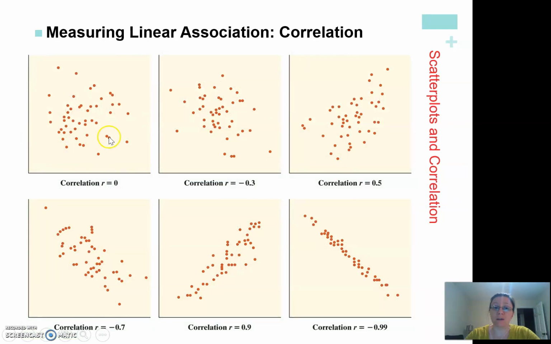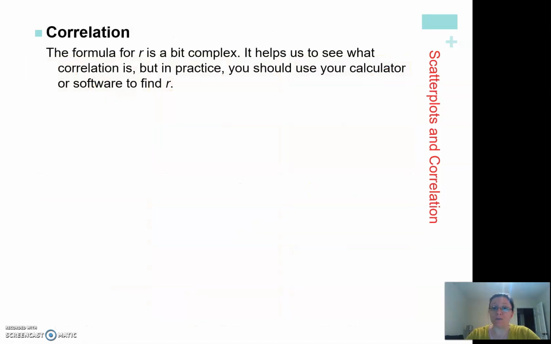So here are some examples, right? Correlation of 0, correlation of -0.3, so it's not very strong, but you can tell it's negative in direction. This is positive in direction, 0.5. Again, they're not very close together to the line, right? -0.7, you can see they're kind of closer together. This is positive 0.9, and this is -0.99. So you can kind of see how the strength is different based on the value of R.